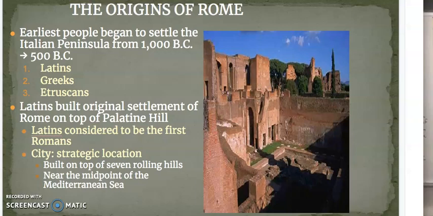Okay, so we have this idea that it's a city built on top of 7 rolling hills, and really is at the midpoint of the Mediterranean. That makes it instrumental as it becomes a global superpower at that time.